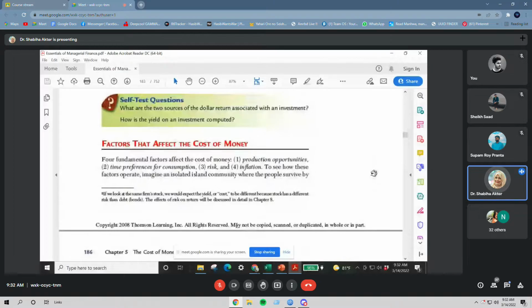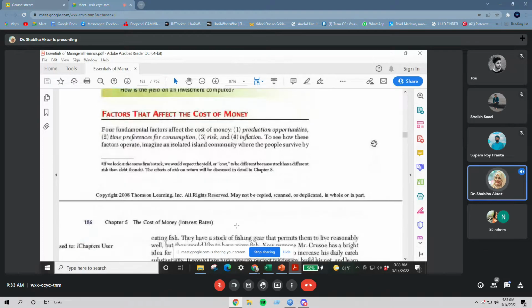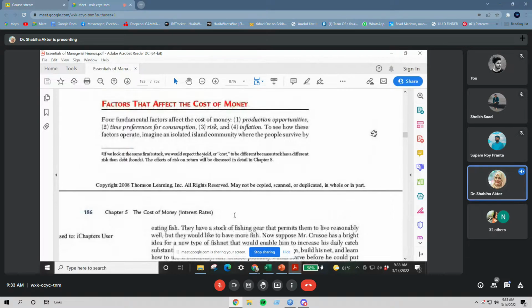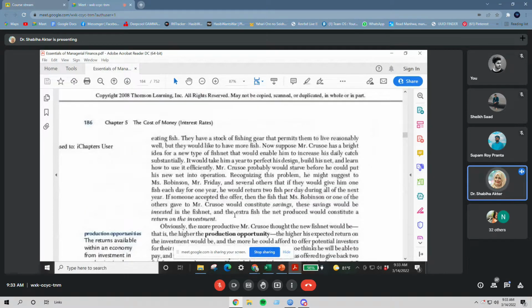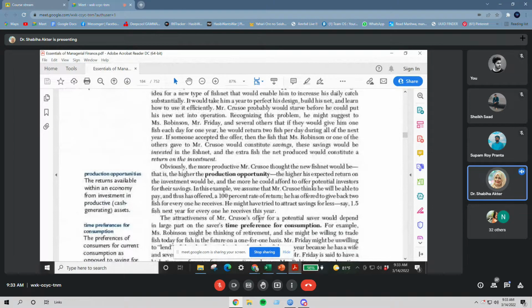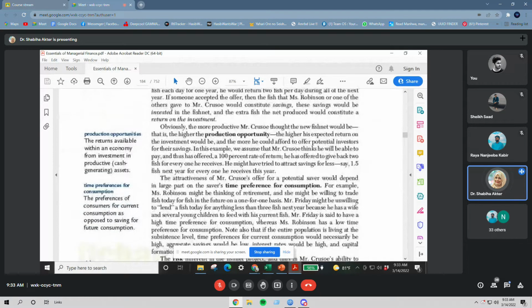So, except inflation, there are several other factors that can affect the cost of money. The first one is production opportunities. Second one is time preference for consumption. Third is risk, and fourth is inflation. So I'll try to explain these concepts one by one with a very easy example from your book. We'll read your book and try to explain what example they use to explain this concept.